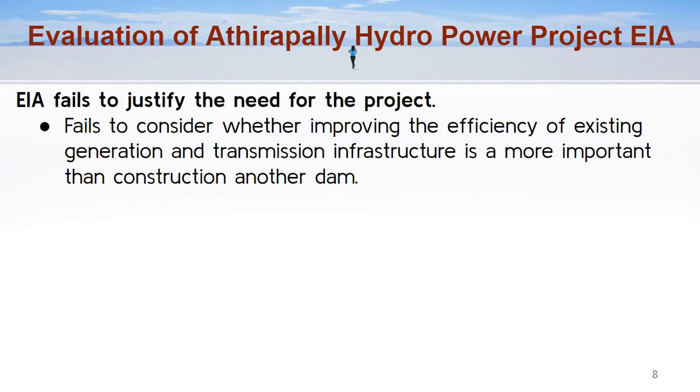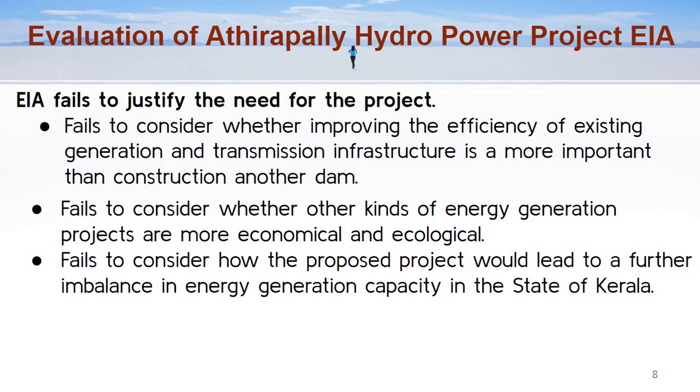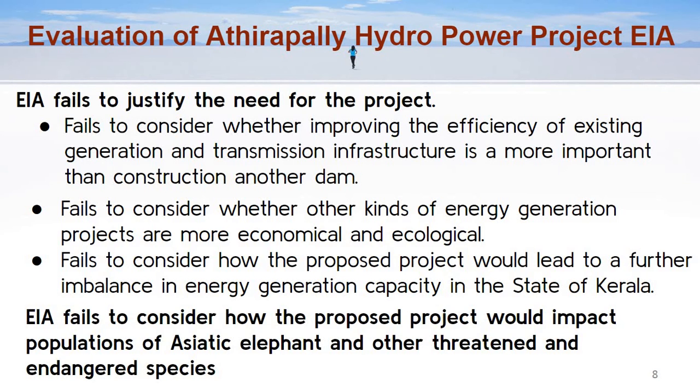The EIA fails to justify the need for the project. It fails to consider whether improving the efficiency of existing generation and transmission infrastructure is more important than constructing another dam. It fails to consider whether other kinds of energy generation projects are more economical and ecological. It fails to consider how the proposed project would lead to a further imbalance in energy generation capacity in the state. So the EIA fails to consider how the proposed project would impact populations of Asiatic elephants and other threatened and endangered species.